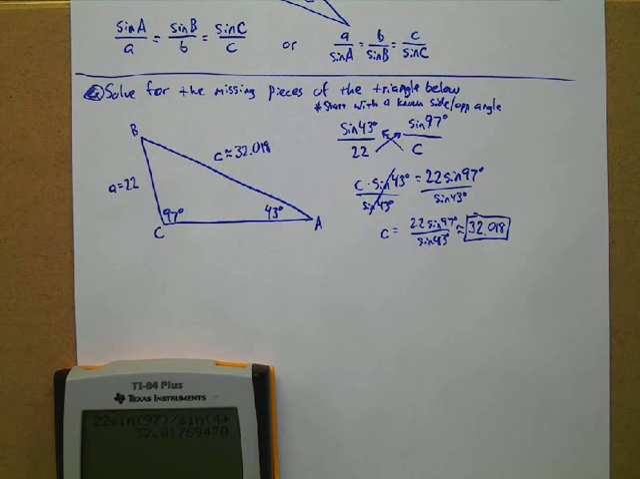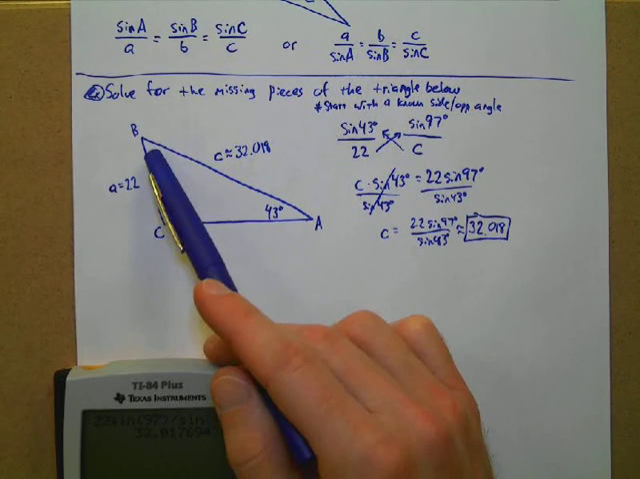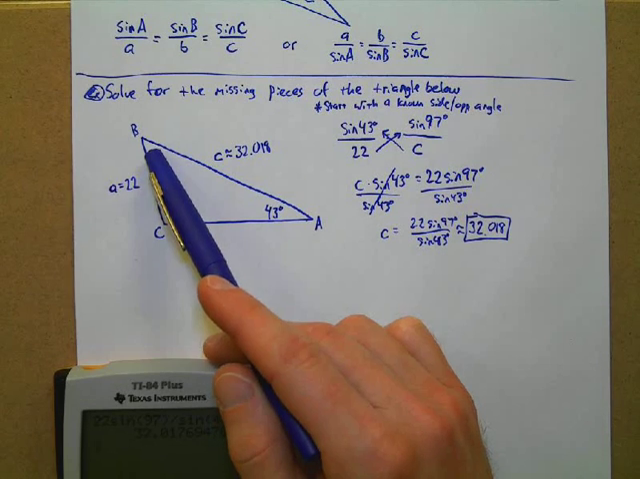So now what? We don't have side B, so we won't be able to figure out angle B using law of sines, and we don't have angle B, so we won't be able to figure out side B using law of sines. So what can we do here? We're kind of stuck. Law of sines won't be able to help us right now. What can we do though to help us figure this out?